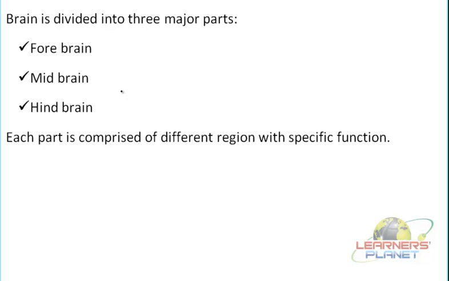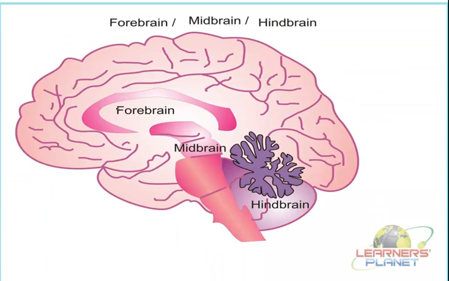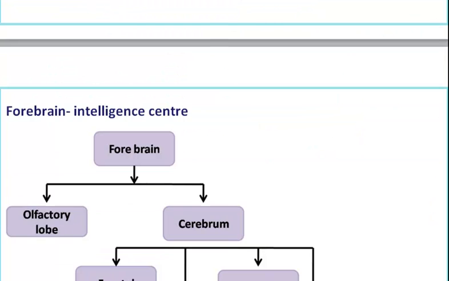So now let us find out the exact position or region where these parts of the brain are present. This is a diagram of the brain.